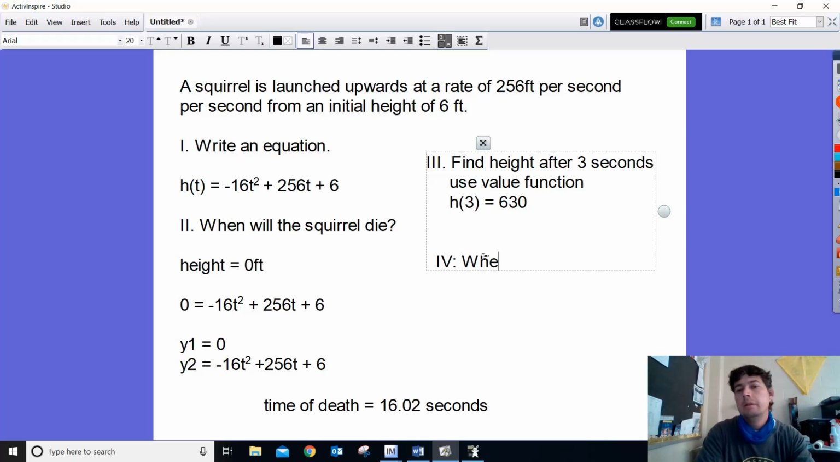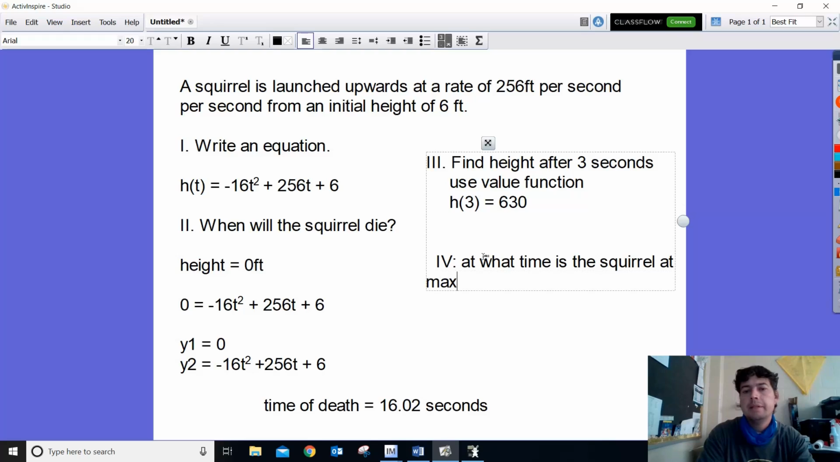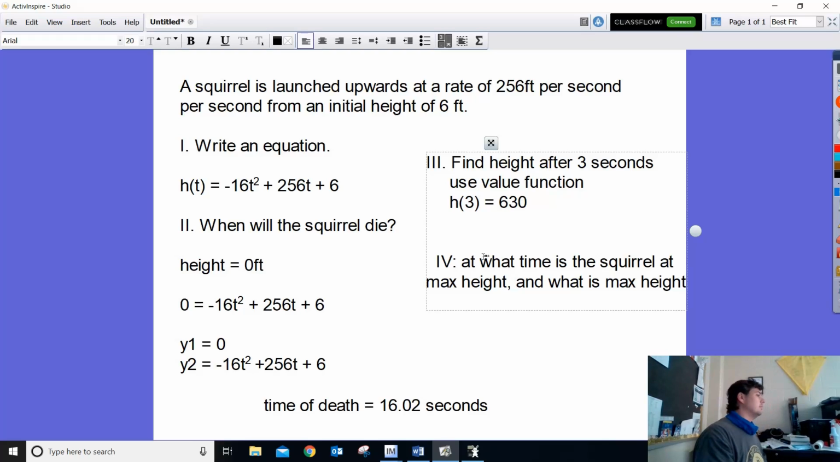All right. At what time is the squirrel at max height? And what is max height? Notice the word max? How high it goes. Means a vertex in this case. And did you already do it?